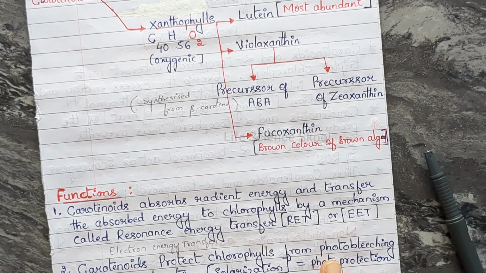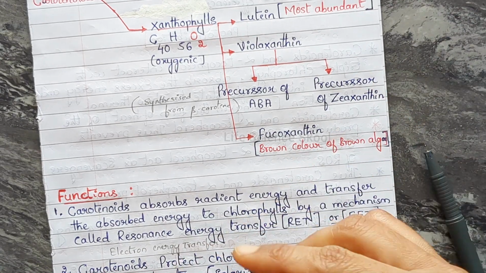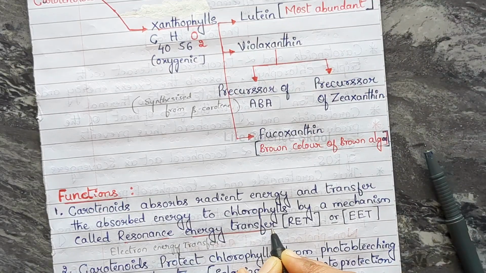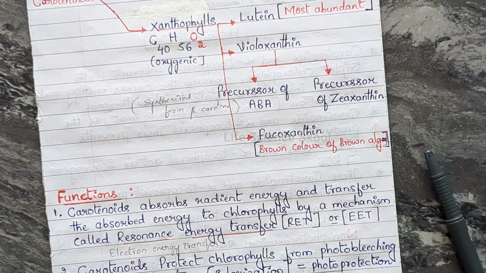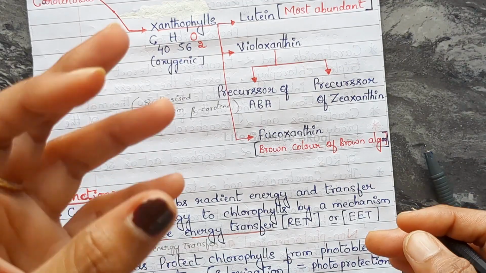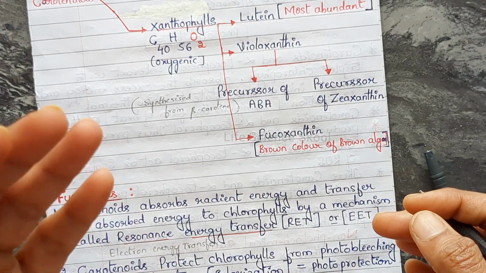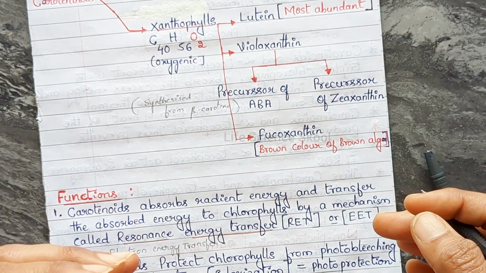Now coming to the functions of the carotenoids. Carotenoids absorb radiant energy and transfer the absorbed energy to chlorophylls by a mechanism called resonance energy transfer, also called EET, that is electron energy transfer. The main function of the carotenoids here is that they absorb the radiant energy, meaning they absorb the sunlight, and they transfer this absorbed energy to the chlorophyll by a mechanism of resonance energy transfer.